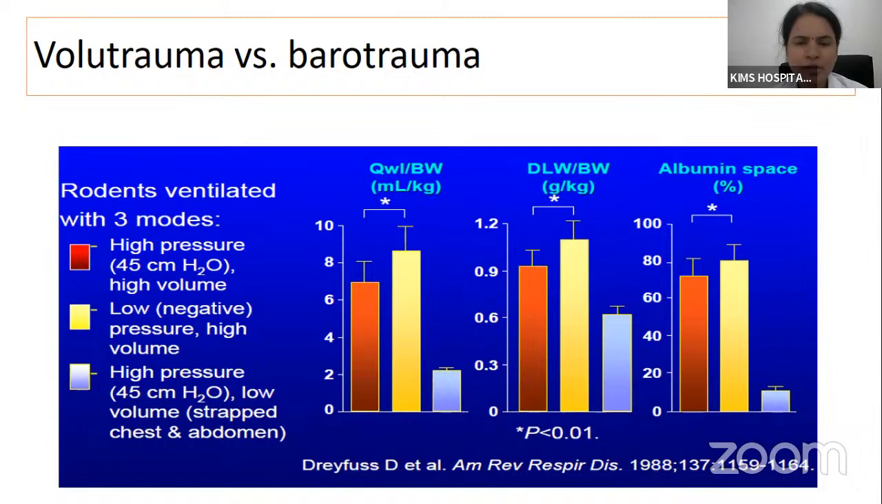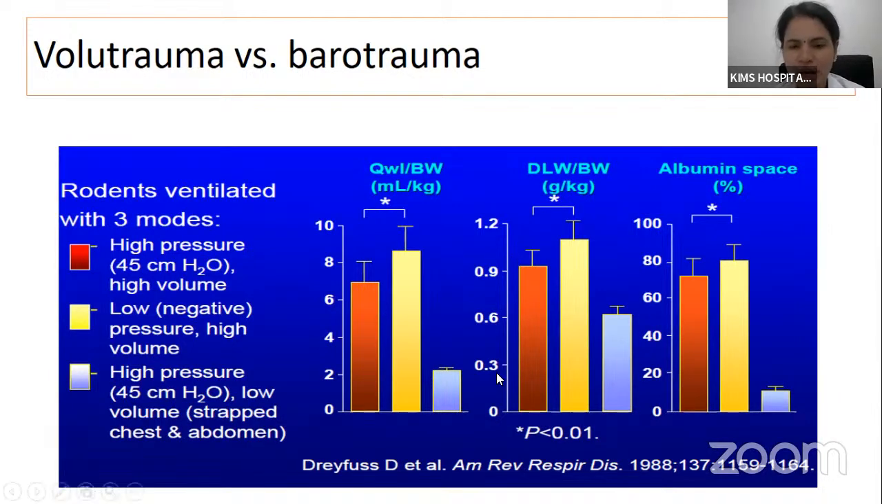And this offers a little scientific rationale because animal experiments by Dreyfuss and his group have shown, as you can see in this figure, when animal rodent lungs were exposed to high pressure and high volume ventilation in the first bar, low pressure, that is negative pressure and high volume ventilation in the second bar, and the last one is high pressure, low volume ventilation. So high pressure was given with the ventilator, but the chest was trapped. So tidal volume did not go up.